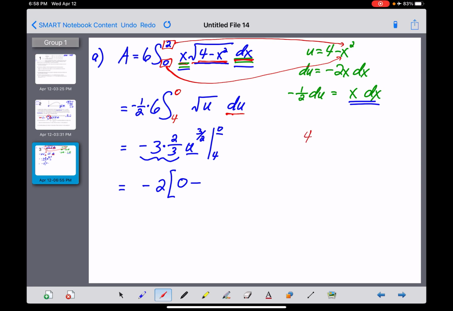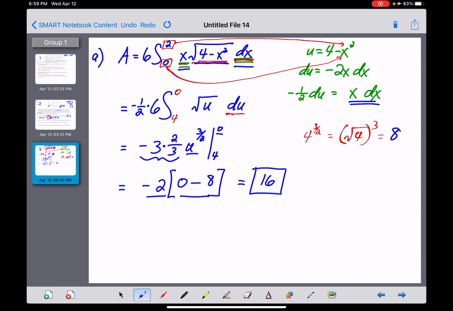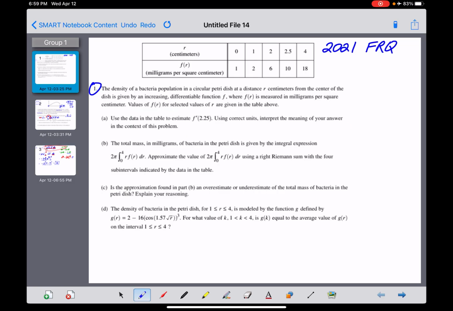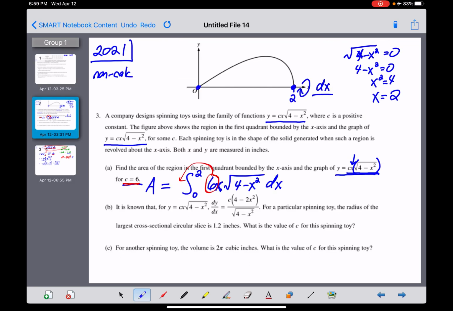I want to remind you here that 4 to the 3/2 power means the square root of 4, and then we're going to cube that result. So that's a 2 cubed, which is going to end up equaling an 8 here. So we end up with a negative 2 times a negative 8, and we end up with positive 16 for our answer here. And I feel pretty good that that answer worked out to be positive because, of course, it's a region in the first quadrant right there.